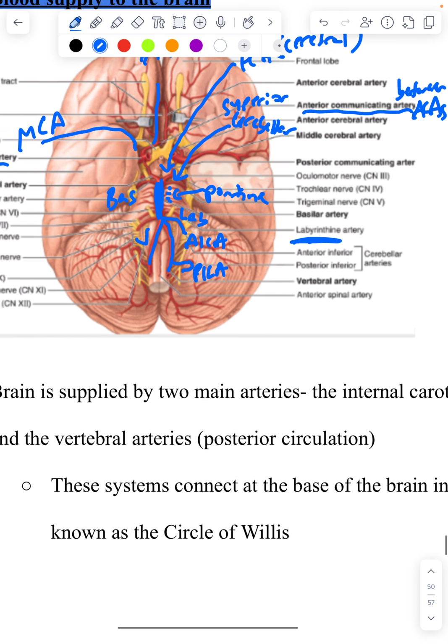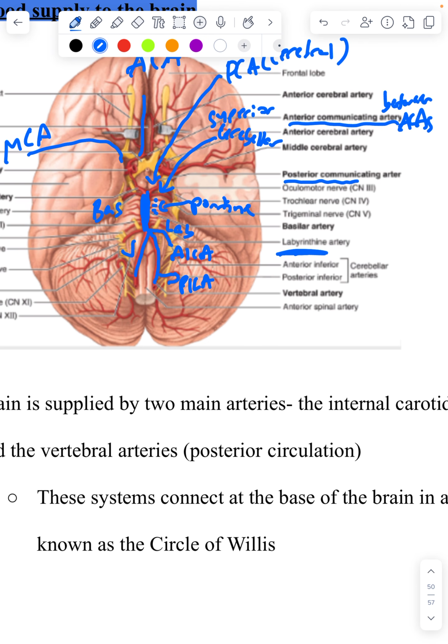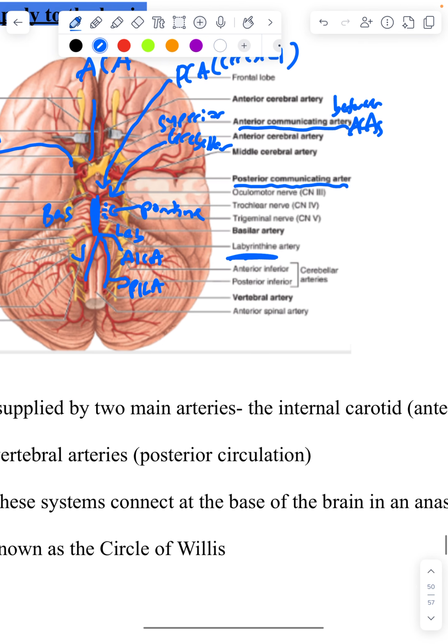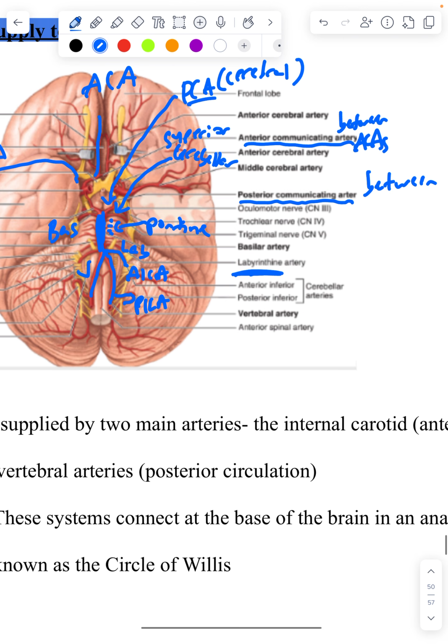Again, this is lab stuff. I just want to make sure that I include everything here, though. And then your PCA is between your posterior communicating artery, not PCA. When I said PCA, I'm talking about the cerebral. This is between your internal carotid artery and the actual PCA. So that connects internal carotid artery to posterior cerebral artery.